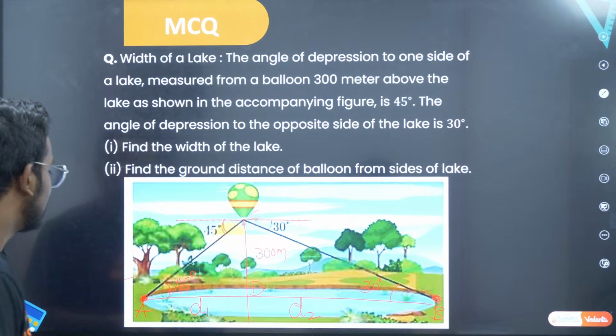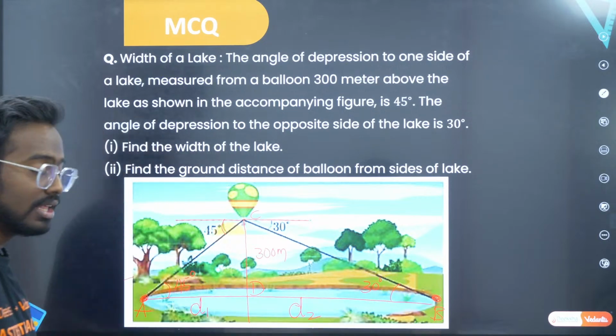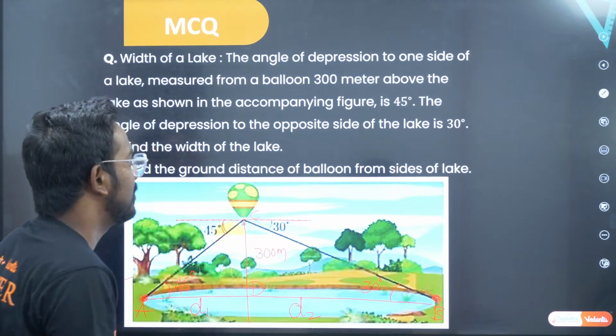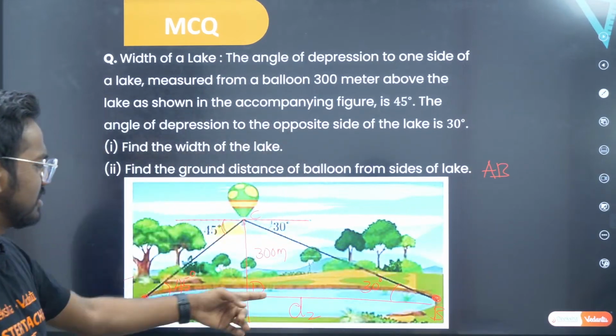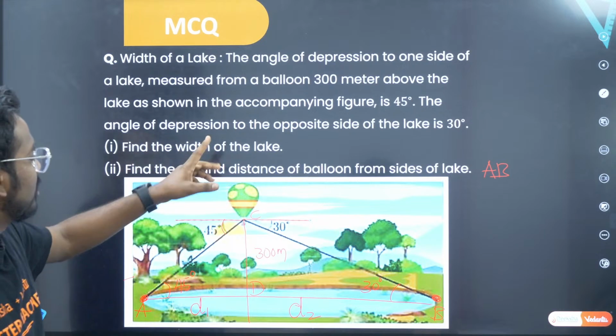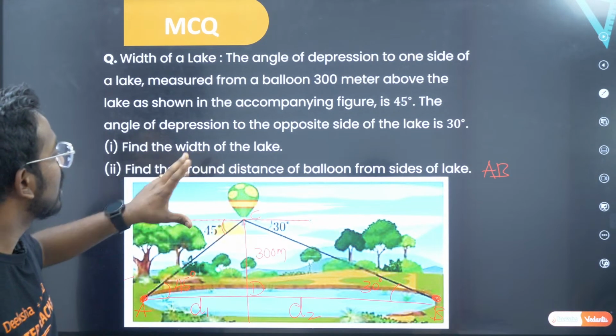Ground distance means this distance, the whole thing. They've asked, what is the distance AB? That is obtained by D1 plus D2, correct? So, the width of the lake and the ground distance.